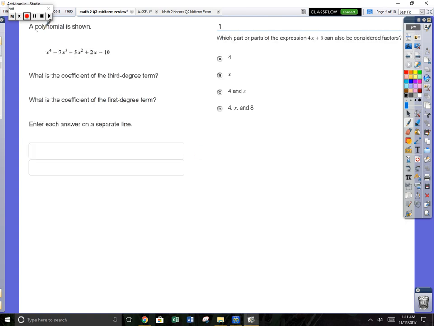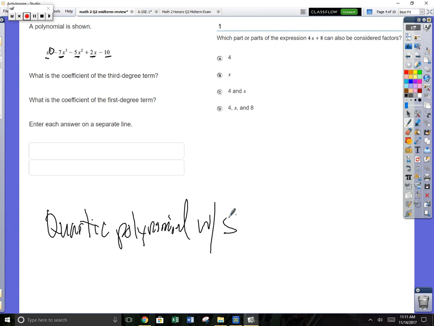Okay, a polynomial is shown. So this polynomial has 1, 2, 3, 4, 5 terms. So it's a 5-term polynomial. And your biggest exponent is a 4. So this is a quartic polynomial with 5 terms. There's no real name for it. 1 term is monomial, 2 terms is binomial, 3 terms is trinomial.